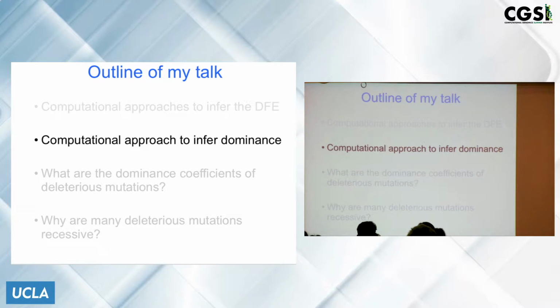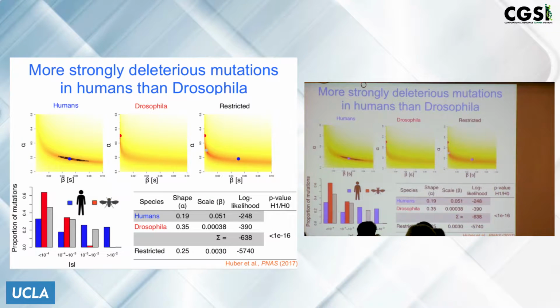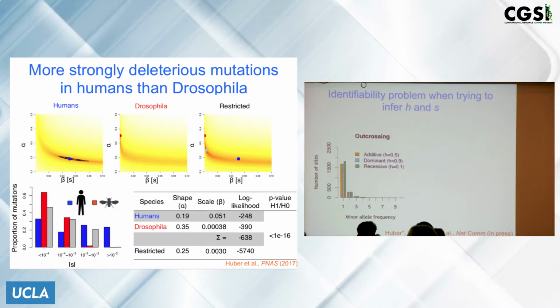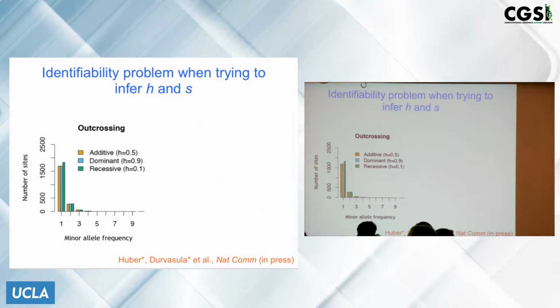But what I want to focus most of my talk on today is actually dominance coefficients. So can we extend this approach to actually infer dominance, as well as just a distribution of fitness effects? I should point out the vanilla theory that I've talked about so far assumes that mutations are all additive. And the result here is also assuming mutations are additive. So why not just use the same approach, but add an extra parameter for the dominance coefficient, right? That's sort of the obvious thing to do.